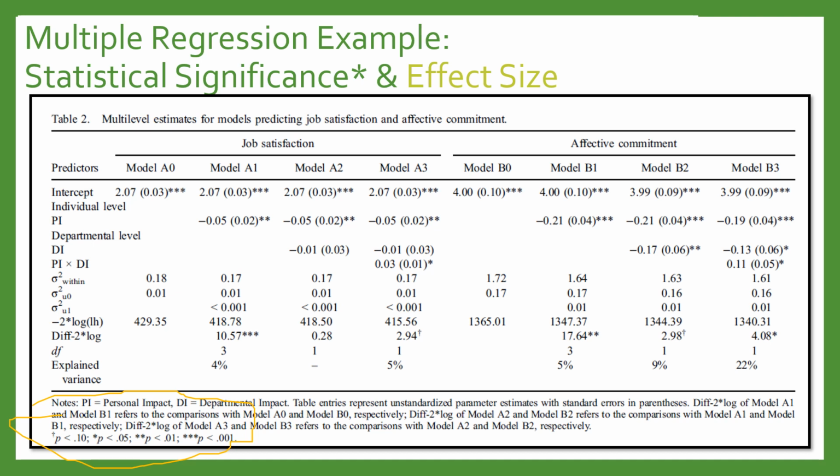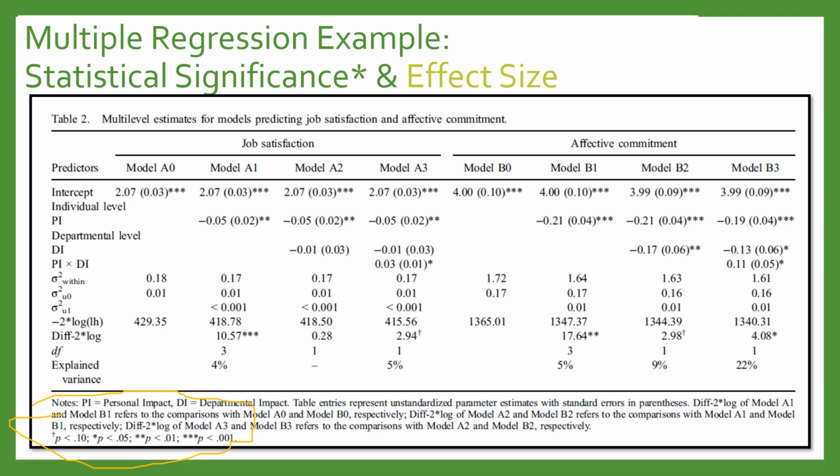The next model, A2 or B2, includes the other independent variable or the control variable, which in this case is another independent or quasi-independent variable, the departmental impact of budget cuts. This model allows you to examine the relationship between one independent variable and the dependent variable while controlling for the other independent or quasi-independent variable.